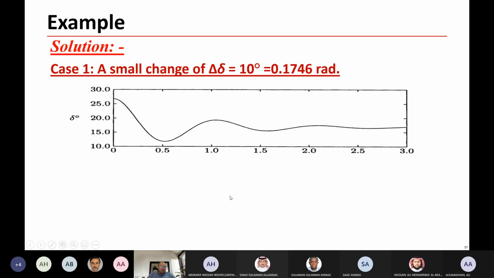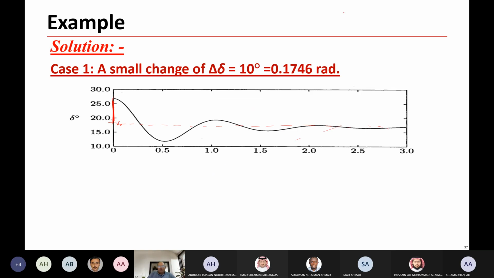response. So the initial value was 17, like here. This is the initial delta 0. We have a step change here in the angle, which is 10 degrees. And this is the response. And the angle will be back to its initial value. Okay.